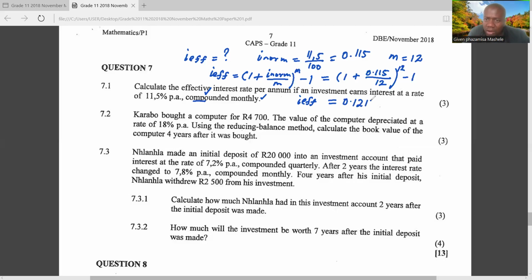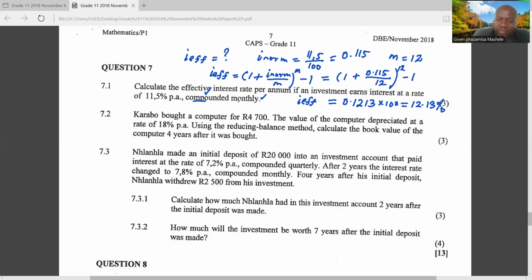0.1213. We need to round to 4 decimal places, because when we multiply the interest rate by 100, it will now be in 2 decimal places. So now we'll multiply this by 100, and this will give us 12.13%. So converting the nominal interest rate of 11.5% compounded monthly gives us an annual interest rate of 12.13%.